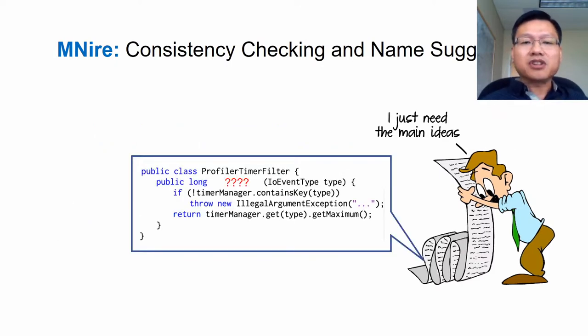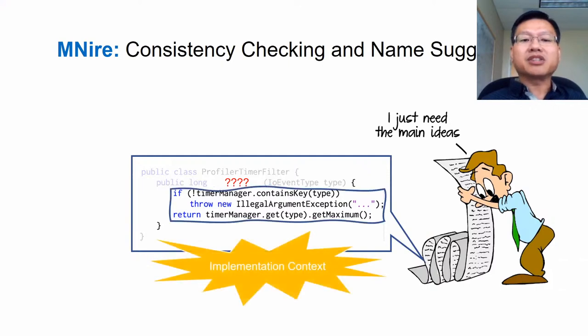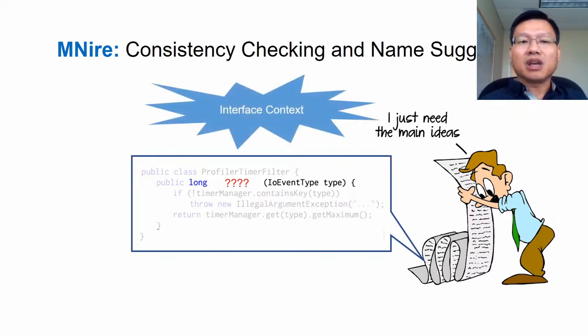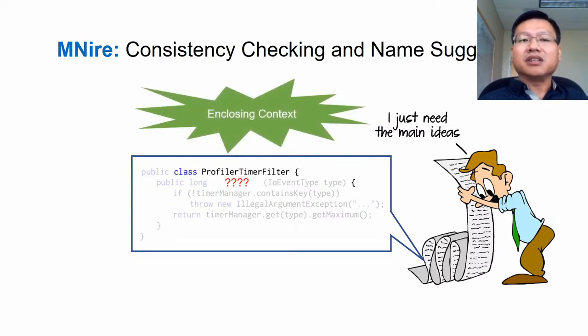The first one we call implementation context, which refers to the body of the method itself. The second context we call the interface context, where we talk about the type and the name of the arguments and the return type of the method. And the third context we call enclosing context, where we're talking about the class enclosing the current method.